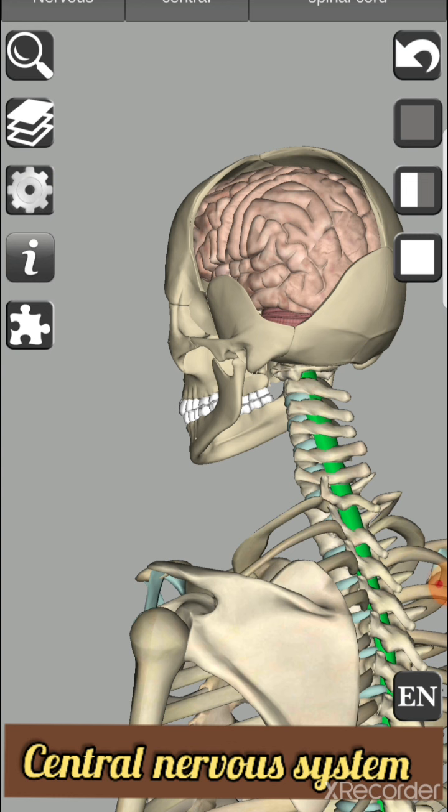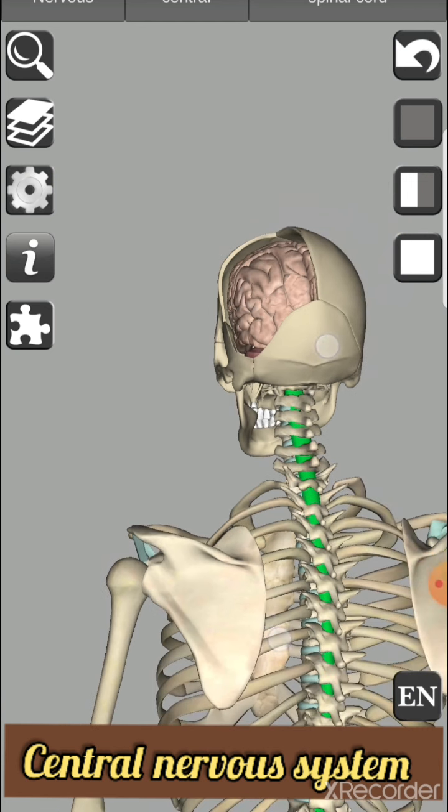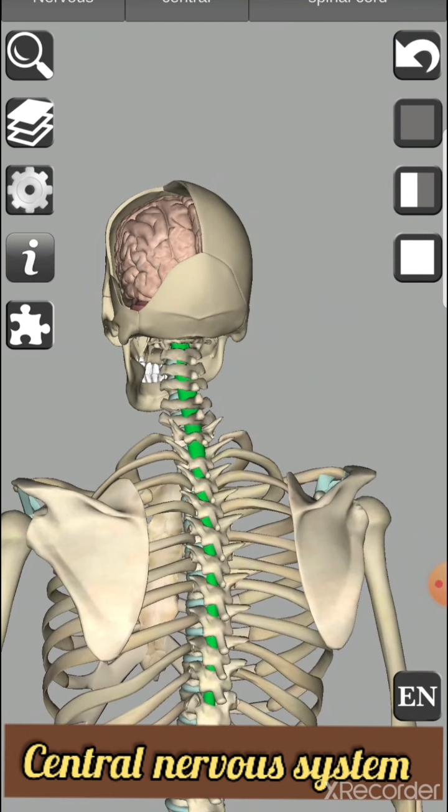The central canal and the ventricles are completely filled with fluid, and that fluid is known as CSF, also known as cerebrospinal fluid. The function of the cerebrospinal fluid is to nourish our central nervous system and to protect it from shock.